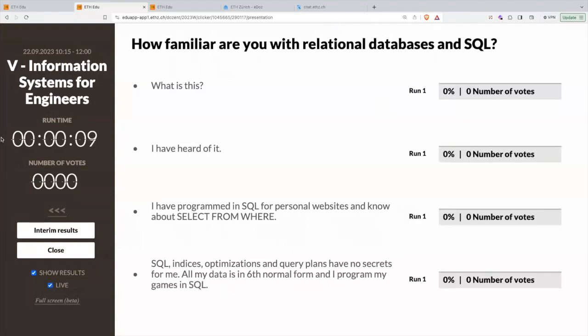So how familiar are you with relational databases, what I kept talking about in the last few minutes, and SQL or SQL? So maybe you're like, what is this? Or you've heard of it, but that's pretty much it. Or maybe some of you have already programmed in SQL. Maybe some of you have already built websites with some relational database in the background. Or maybe we have power users here who know all the way to the sixth normal form. Actually, when I ask this question in the computer science masters, I get quite a few yeses for the last one. Oh, wow, we have one power user here.